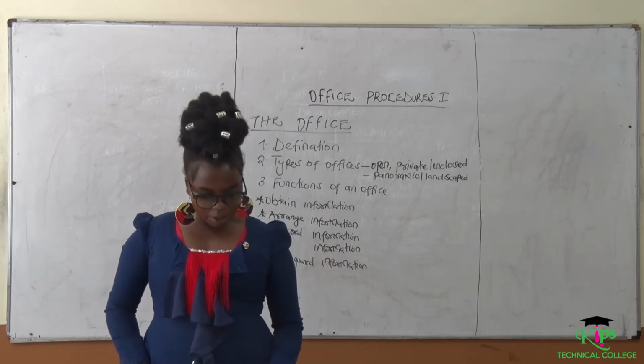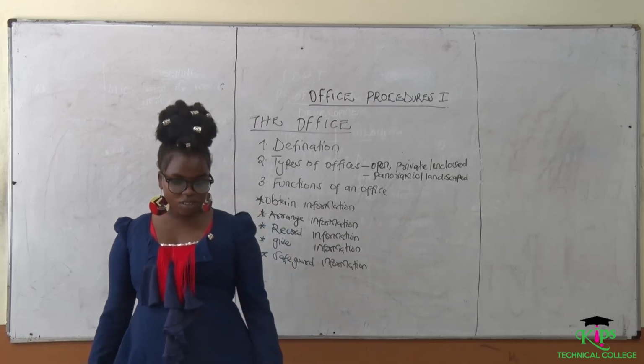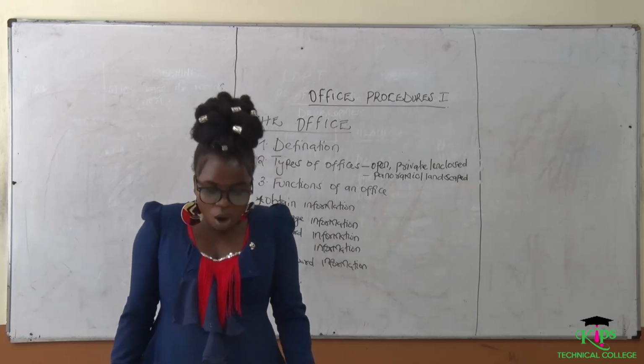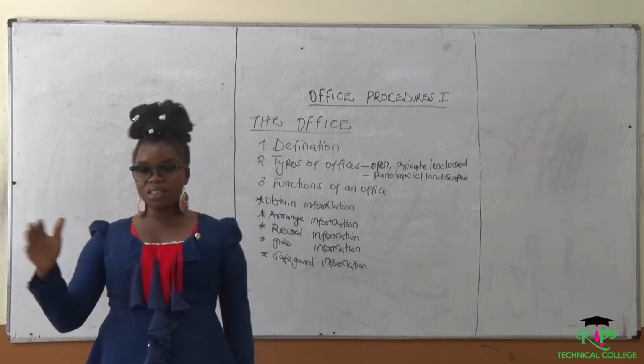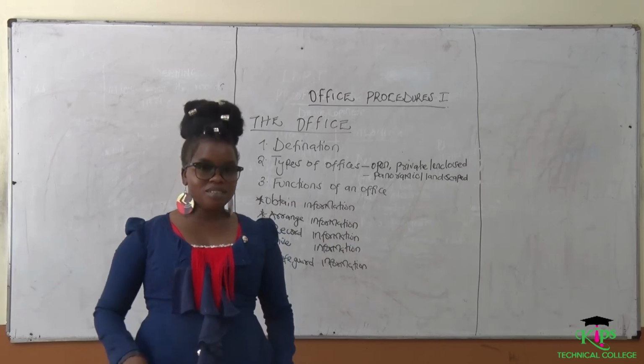And then we have the private or the enclosed office. It is whereby one person or a few persons share a room. And in this case we have, for example, a boss and the secretary, or a boss and the assistants.